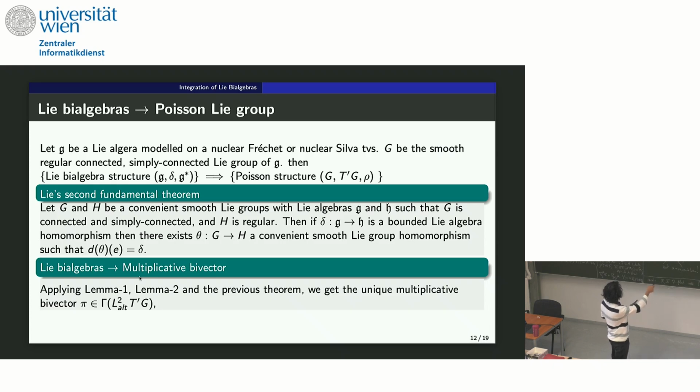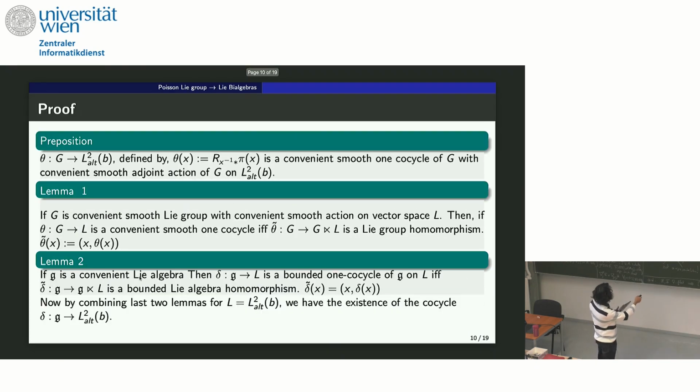For our delta, which was the one cocycle. So what was it? Yeah, so we had this map delta. It is the same as this Lie algebra homomorphism. Because we assume that the Lie group corresponding to this Lie algebra G is regular, if you take the semi-direct product of G with L2B, it will again be regular, and the Lie group corresponding to G is anyway simply connected. So you can integrate this Lie algebra homomorphism to get this theta.